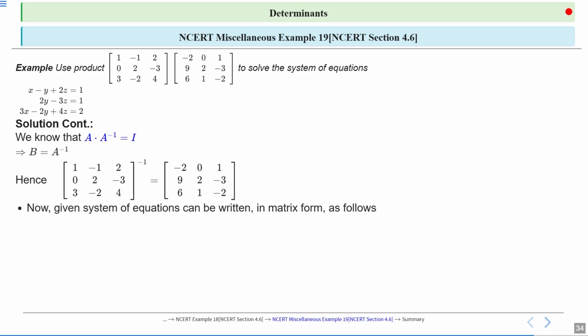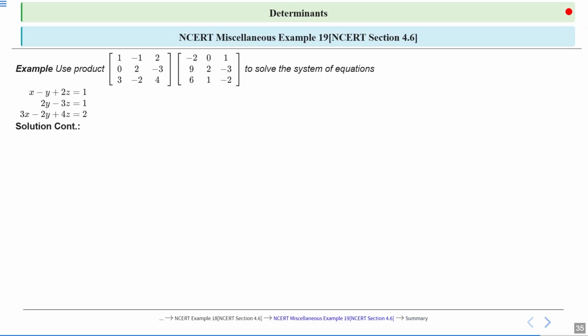Now the given system of equations can be written in matrix form. So we write the given system of equations into matrix form. We write it as matrix A into X is equal to B. So the matrix A is the coefficient matrix. So take 1, minus 1, 2, 0, 2, minus 3, 3, minus 2, 4. And then the matrix of variables X, Y, Z. And the last one is the matrix of constants 1, 1, 2.